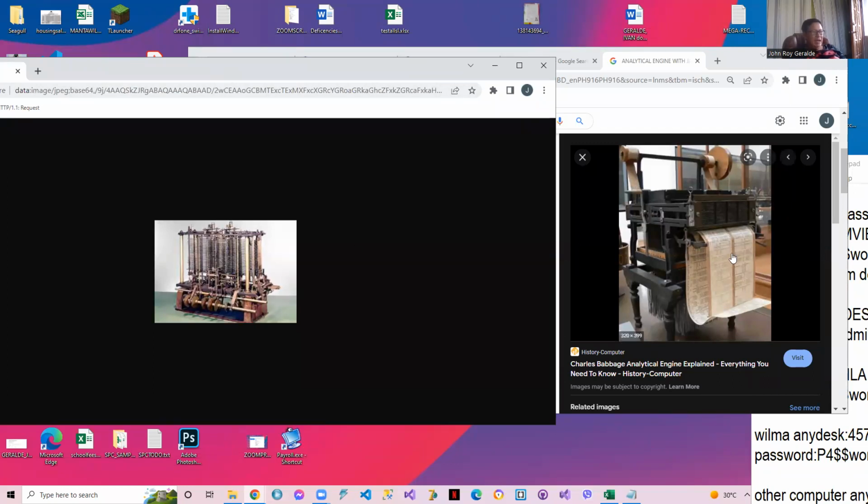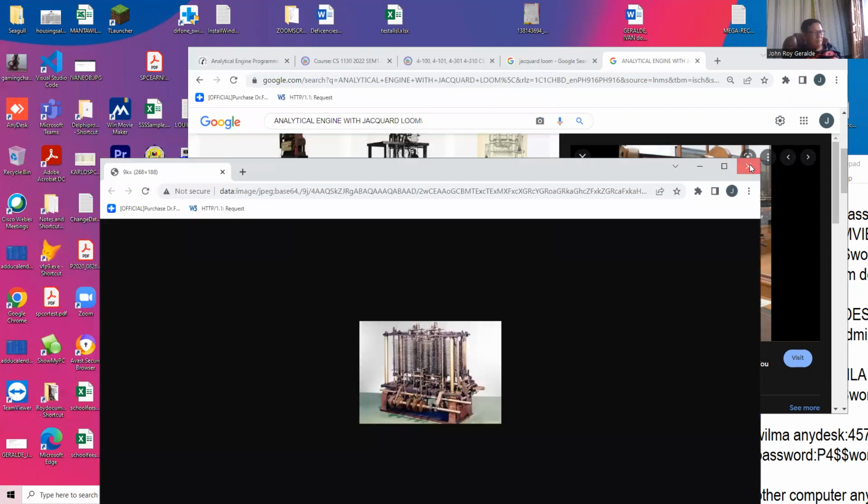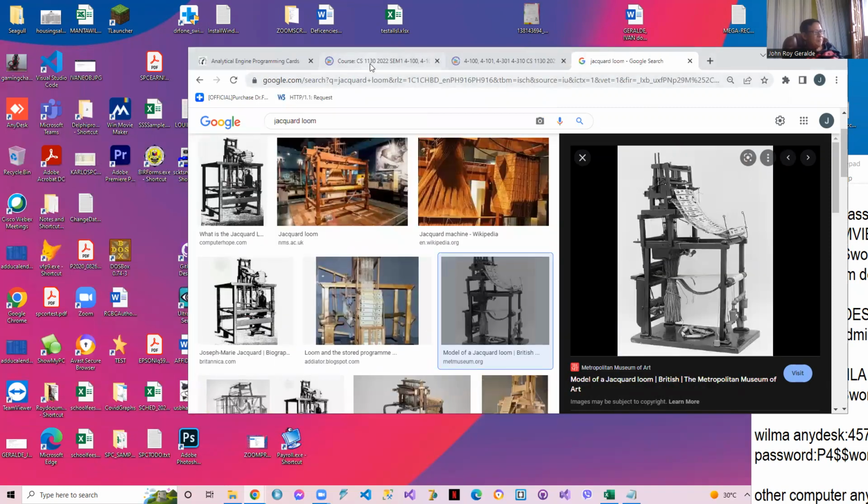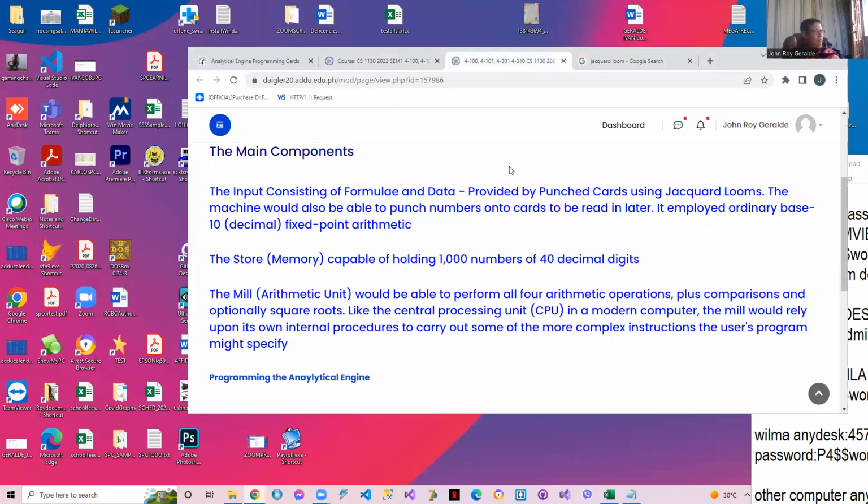This is the mill and this is the card loom, or the store. The programs are loaded one by one and read each one to run the store, the mill. Do you follow? This is the store and this is the mill. This is like the hard disk and this is the CPU. Do you follow? Okay. Let's close that for the moment.